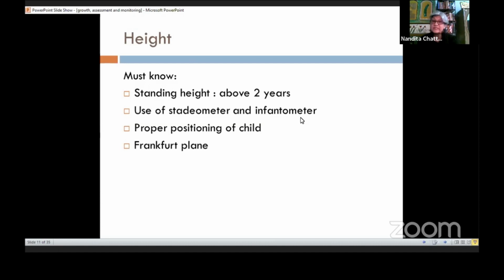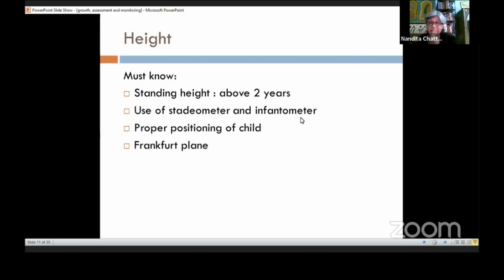While doing this, proper positioning is very important. Standing or lying down, the child must be in a straight position. If standing, the heels, the buttock, the shoulder blade, and the back of the head must touch the wall. And the head should be held in a straight plane. And the easy way to find it out is the Frankfurt plane.